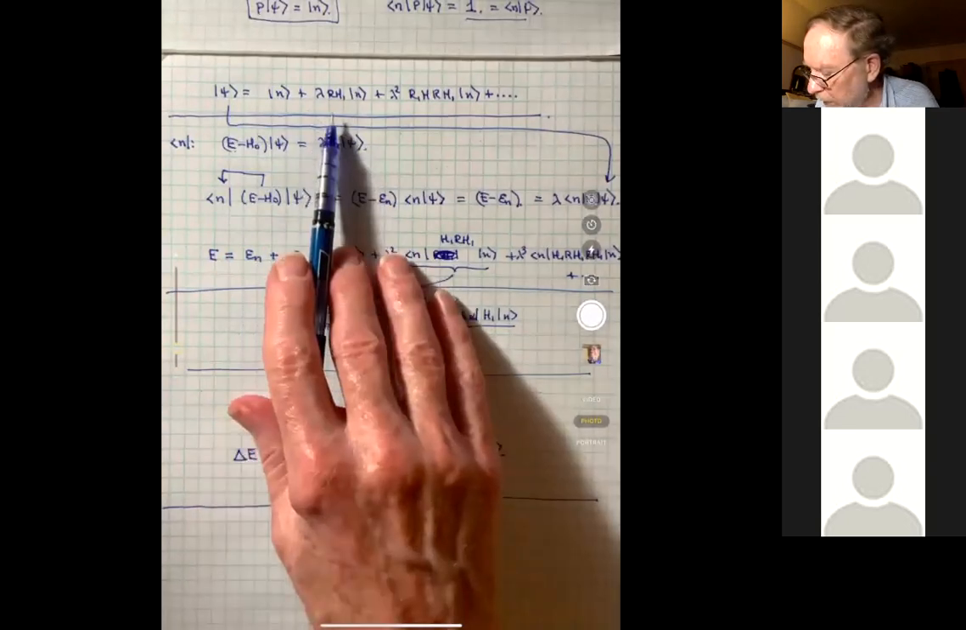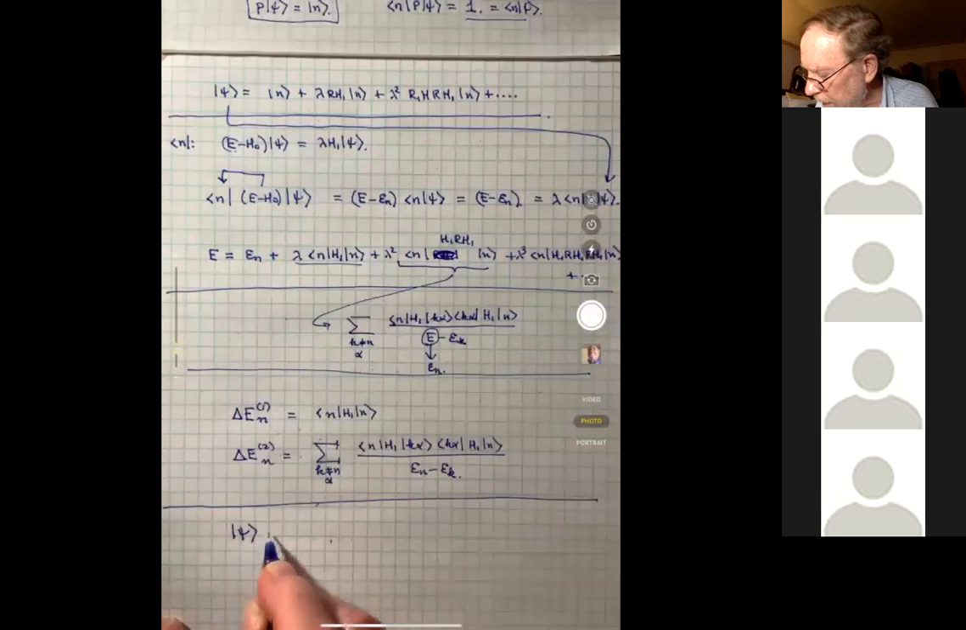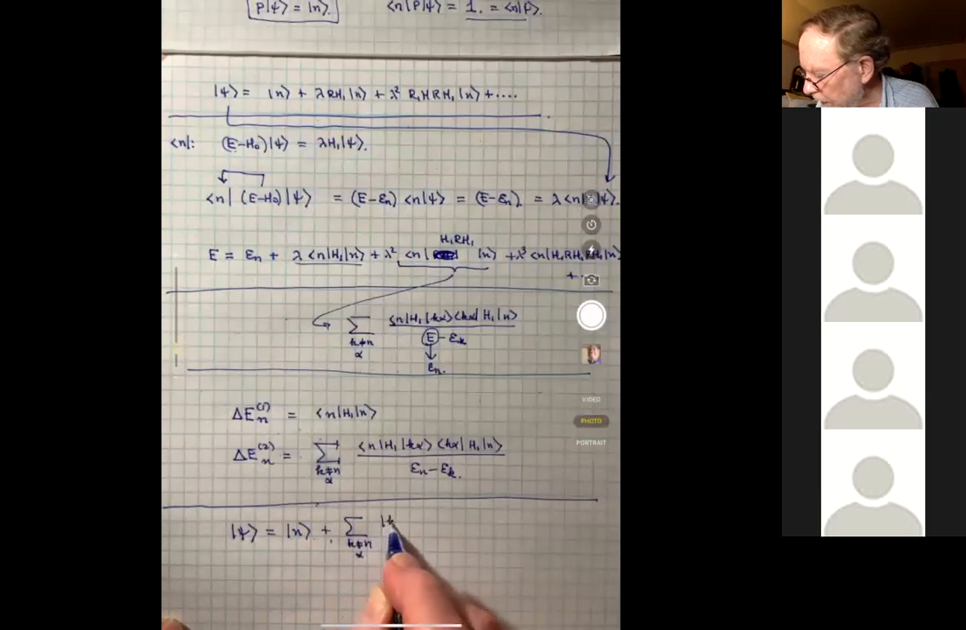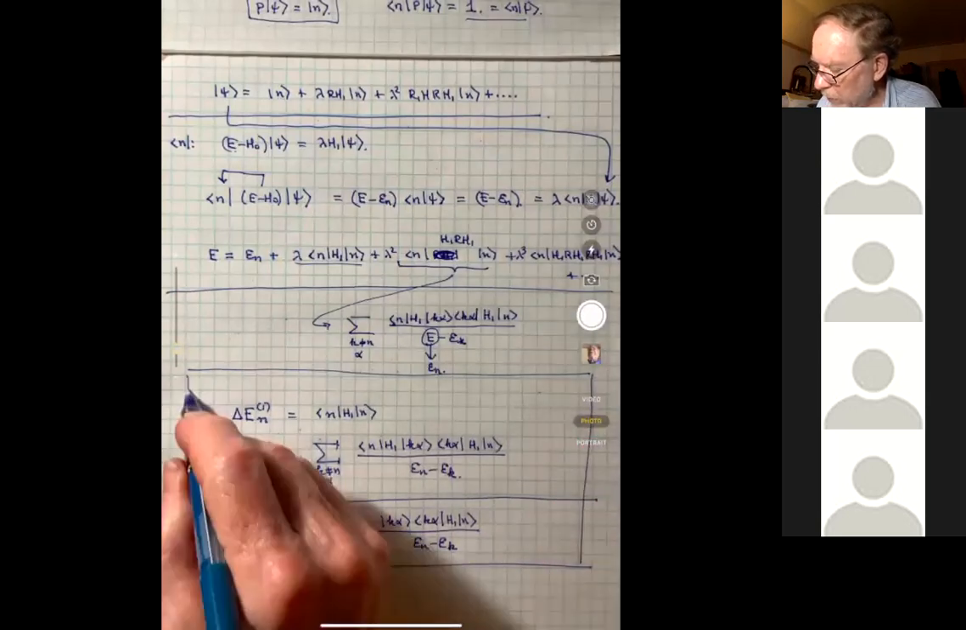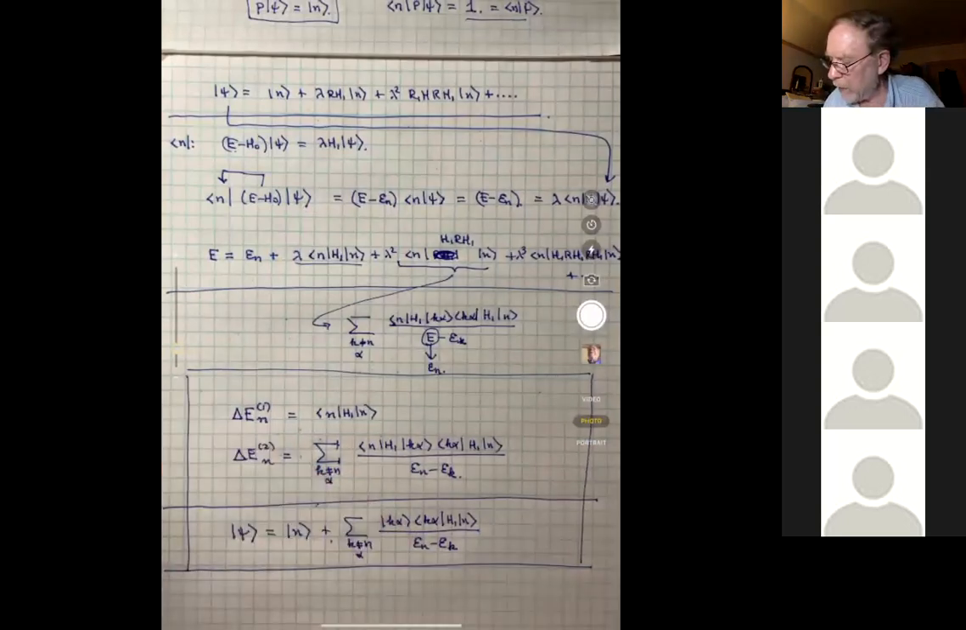And if we do this, then we get the expression for the wave function psi, and that's equal to n plus, again, the same sum on intermediate states, k not equal to n, sum on alpha. We get k alpha, k alpha, h1, n, and then the same energy denominator, epsilon n minus epsilon sub k. And this is valid out to first order. So these are the main results which we have in the non-degenerate perturbation theory.